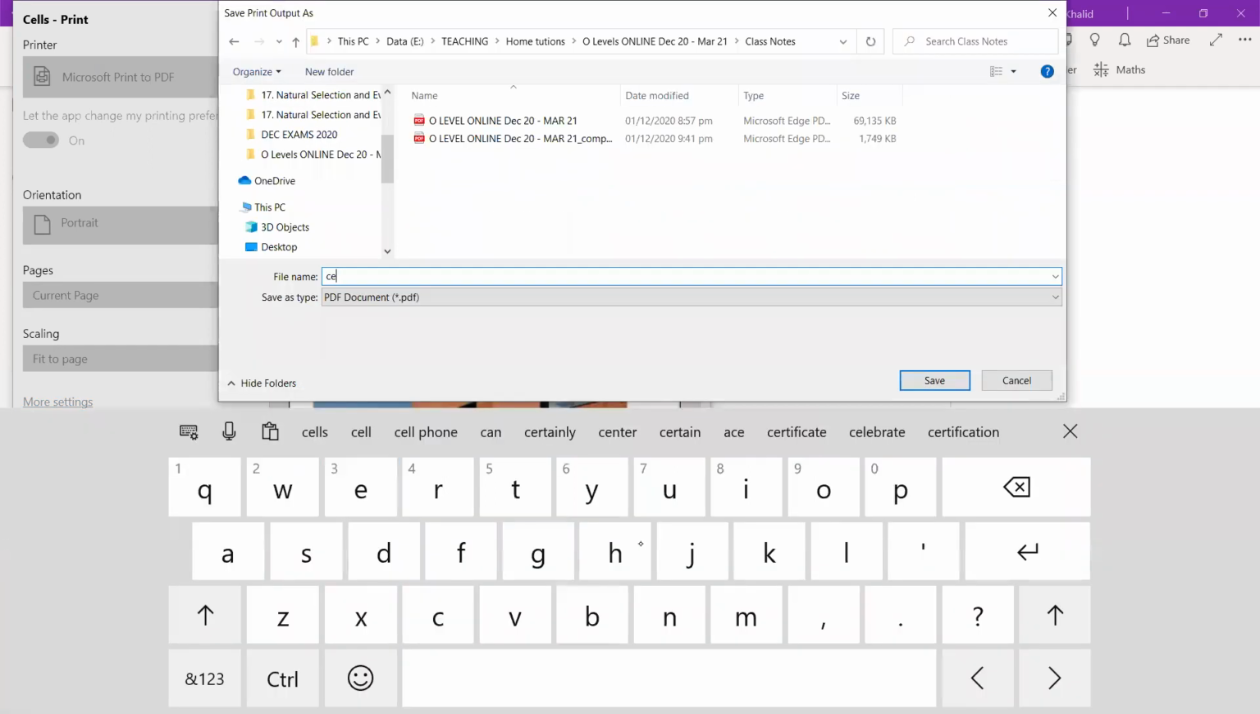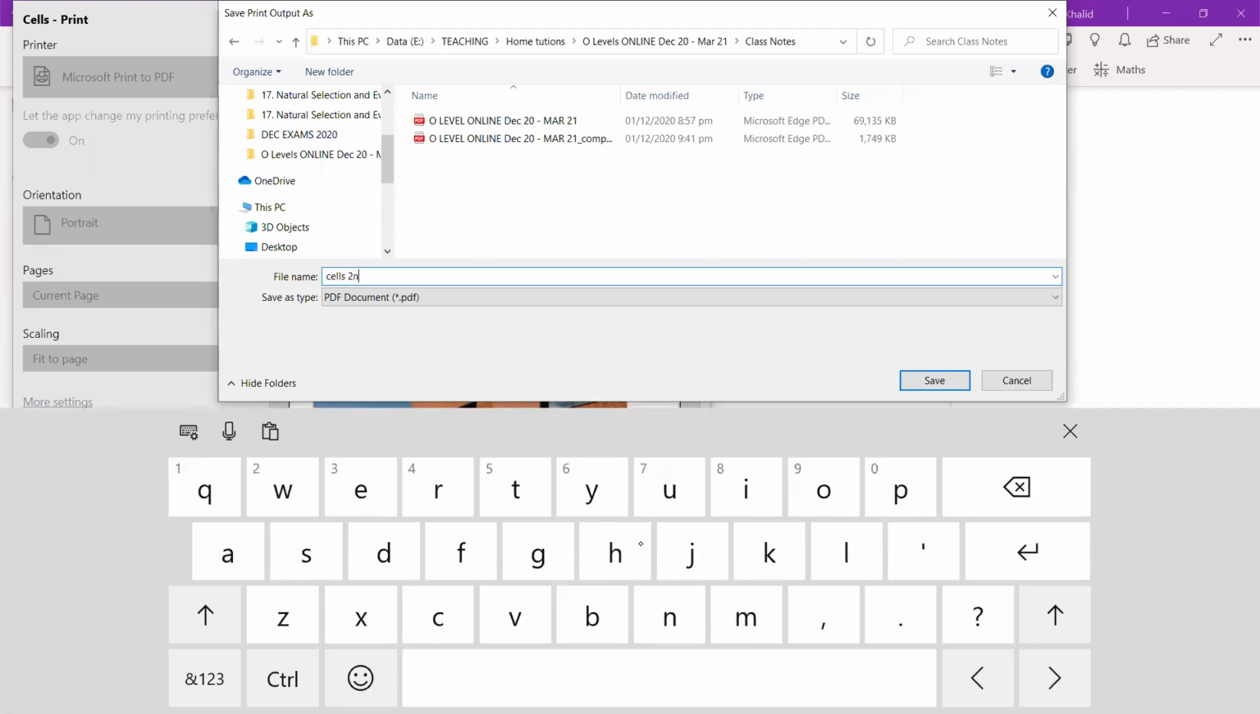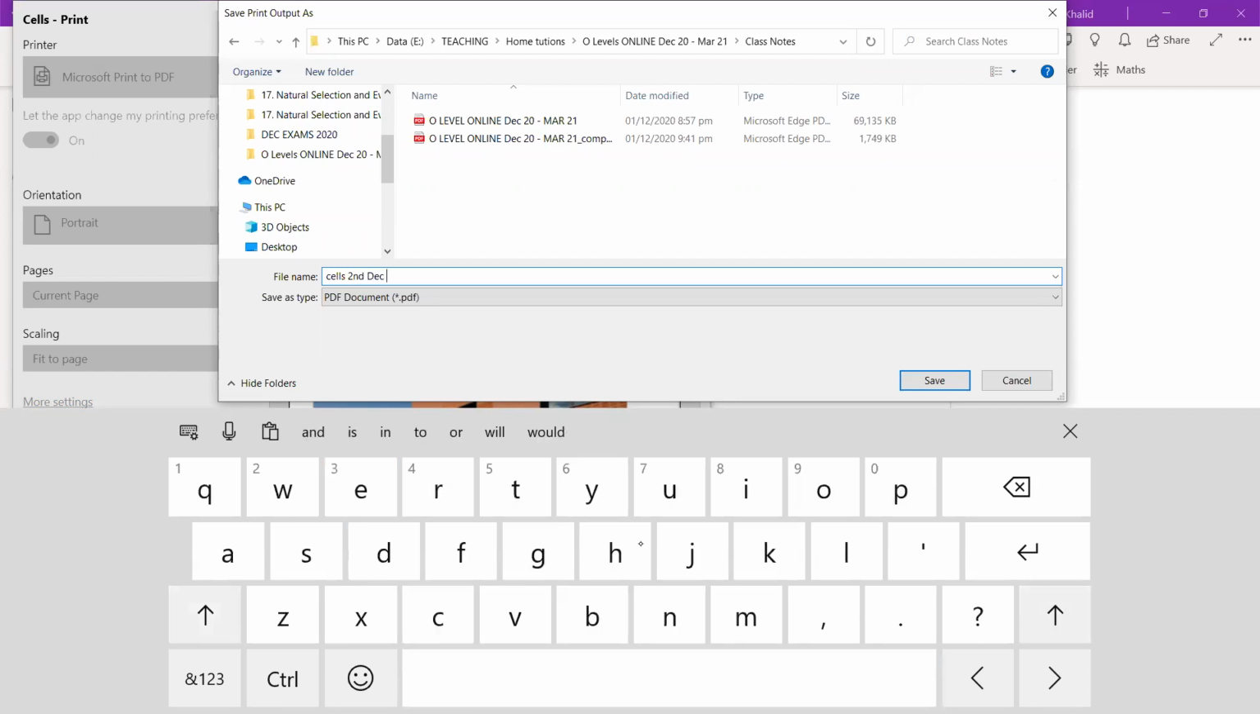Okay, this is cells. What is the date today? It is 2nd of December 2020.